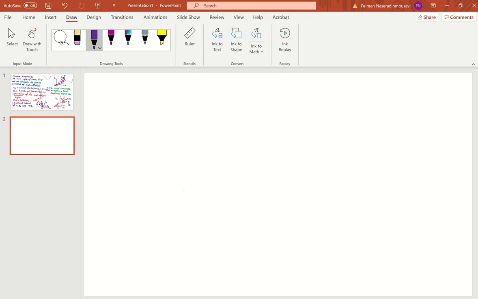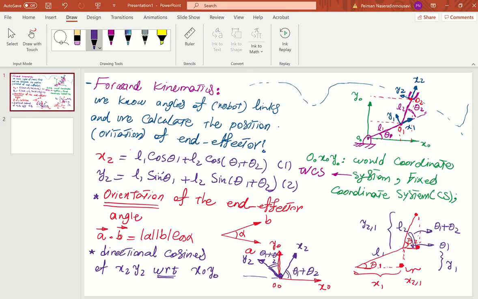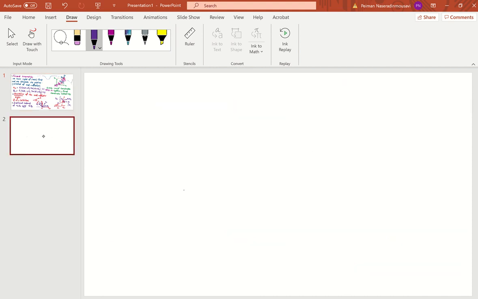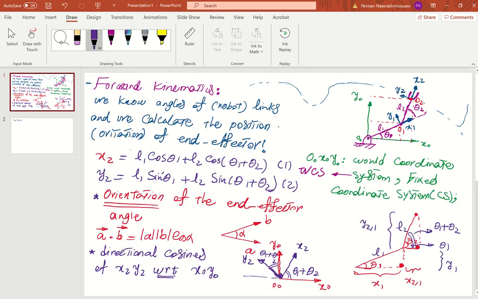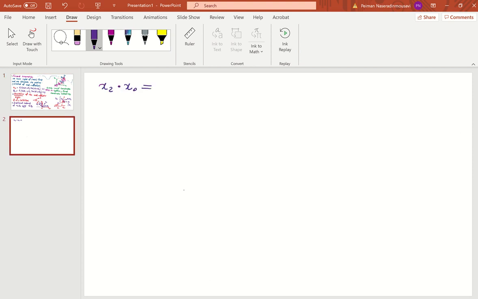So if you look at this here, guys, I can write in the inner product format. I say x2 dot x0. That means the projection of x2 over x0, how much? Cosine of theta 1 plus theta 2. Am I right? It's very easy, guys. It's going to be cosine of theta 1 plus theta 2. Right? Got here, guys?